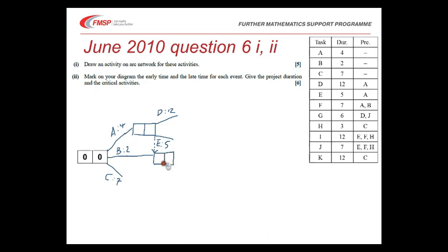And this diagram now shows us that D and E can start as soon as A is finished, but this dummy here, this dotted line, shows us that this event here has to wait for both B and A. And when that's happened, F can then run out of that event, and F has time 7.